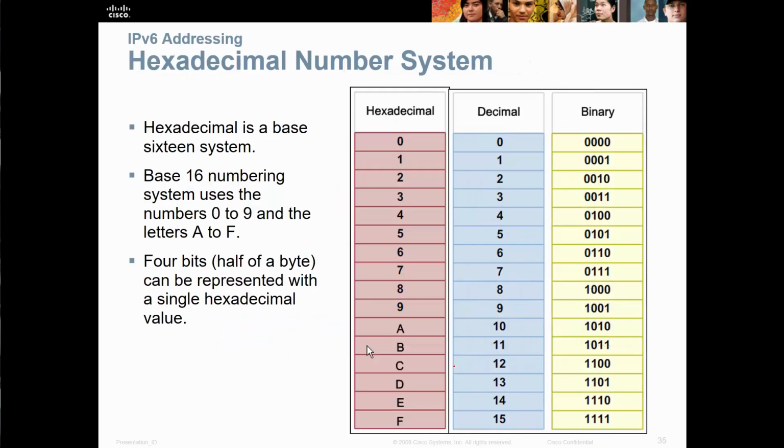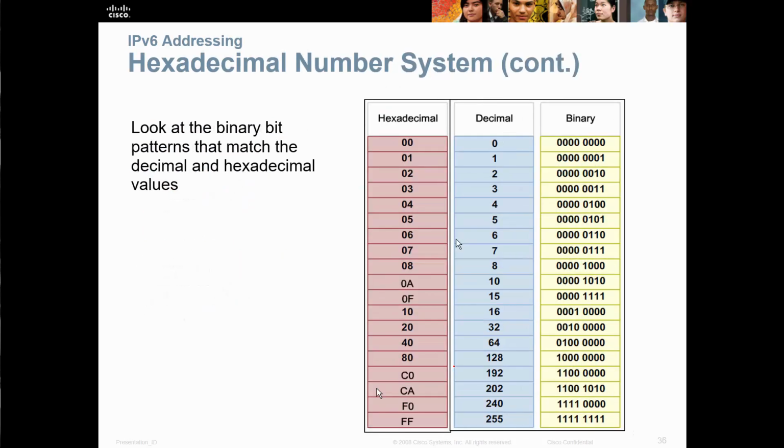IPv6 is all in hexadecimal, base 16. So we want to represent every possible number with a single character. That's why we get 0 through F. 0 through 9, single characters. A represents 10, B 11, C 12, D 13, E 14, F 15, and so forth. If we want to look at 2 hexadecimal numbers, same thing. Each hexadecimal number in binary is a group of 4 bits, always. A single hexadecimal is always 4 binary bits.